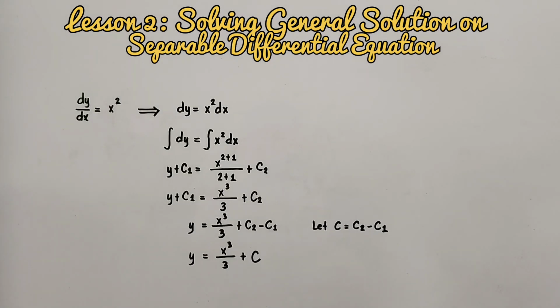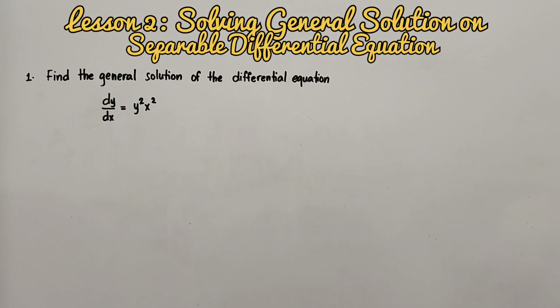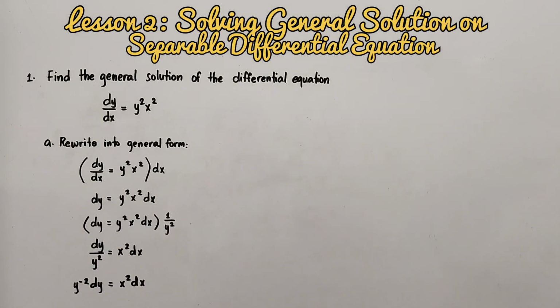This solution to the differential equation is called the general solution. It is general in the sense that it represents a family of solutions to the given differential equation. In other words, the constant c can be any number, and since it does not specify any particular number, it is said to be general. We will now get the general solution of dy over dx equals y squared times x squared. The general form of this equation is y to the power negative 2 dy equals x squared dx.